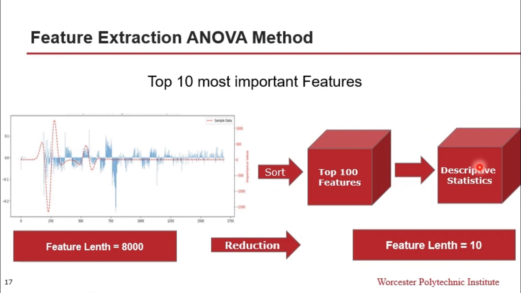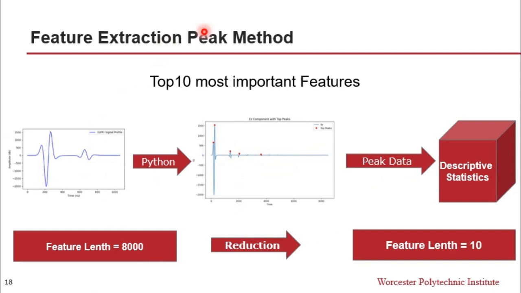Again, we fed this to our descriptive statistic methodology, and we reduced the dimensionality of our input data from 8,000 to 10. The last feature extraction method, which has been proposed by us, and based on my knowledge, it has not been used before specifically for soil moisture estimation, is a combination of peak detection.